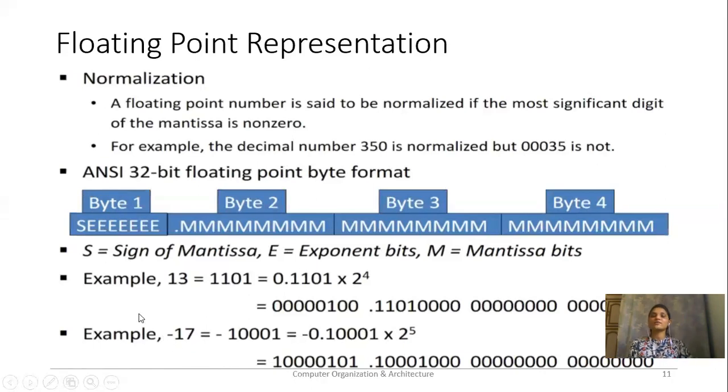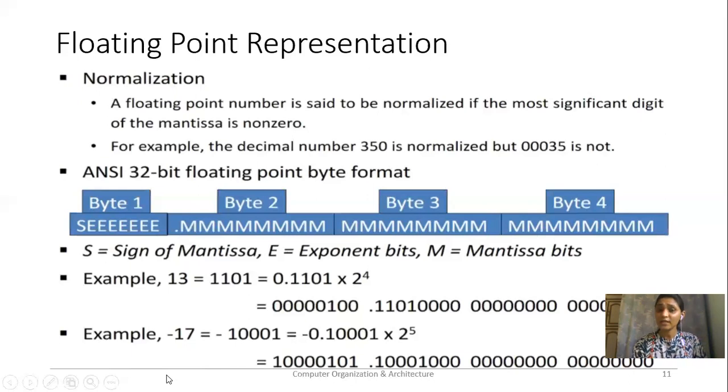You are using just a fixed format of 32 bits. The first byte represents the sign of the mantissa and the exponent. The second, third, and fourth bytes represent the normalized mantissa. Okay, so this is the floating point representation of any number.